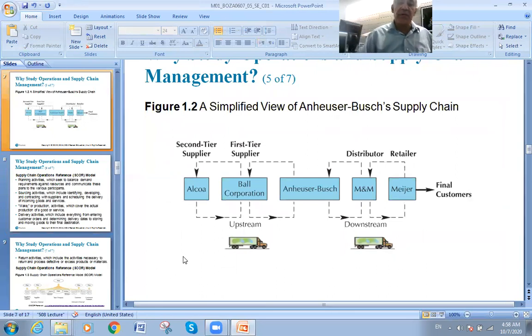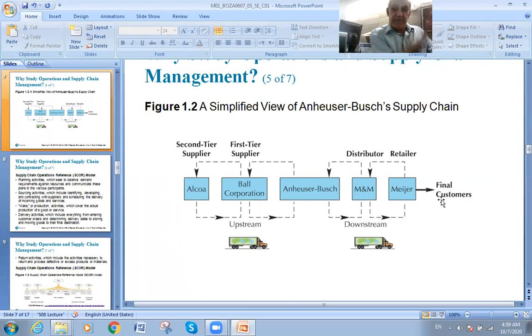Here we go. You can understand the whole system of supply chain here. This is a simplified view. You can imagine one like this. The second tier supplier gives to the first tier supplier, Ball Corporation, and this is the upstream. And here, the distributor to the retailer to the final consumer. In a very simple way, I will tell you like this.